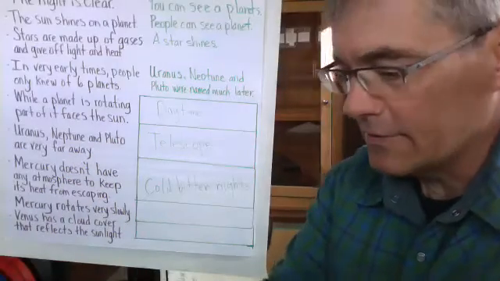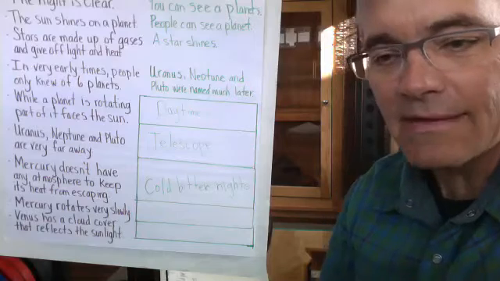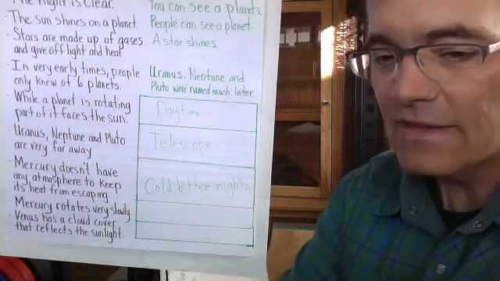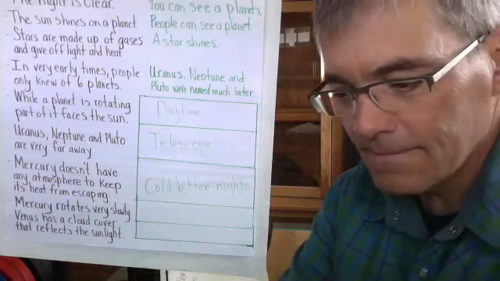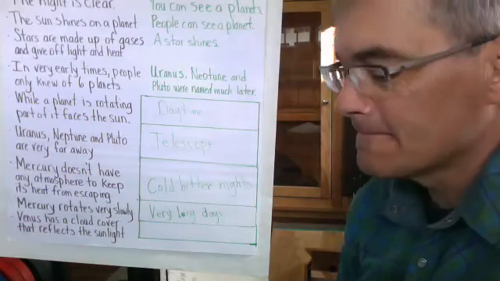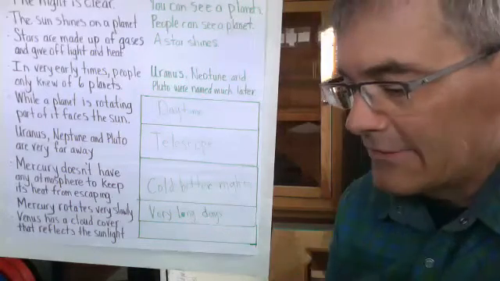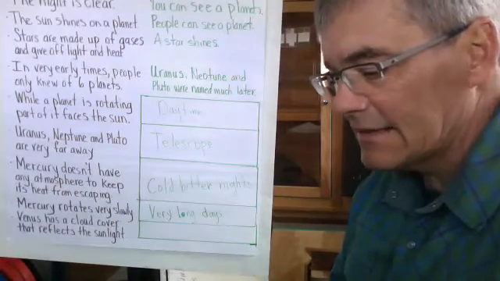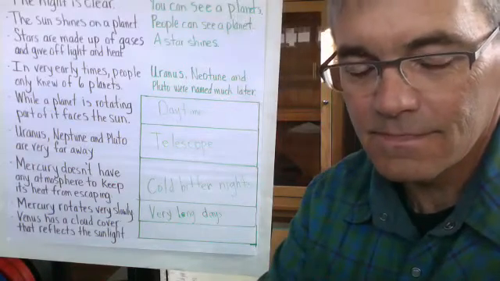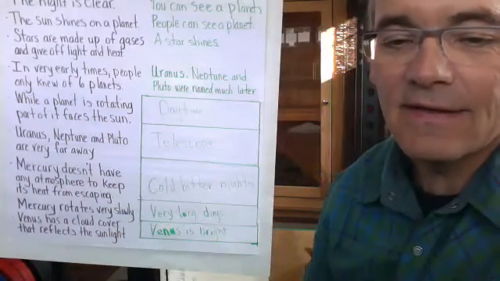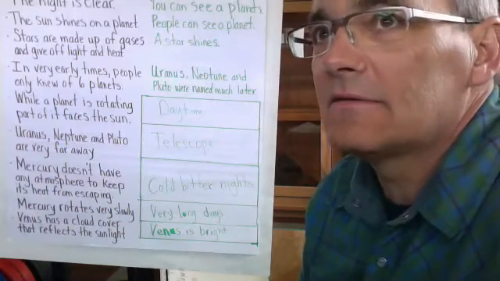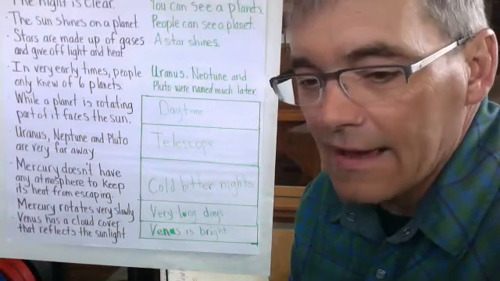Another cause is that Mercury rotates very slow. What do you think the effect of that is? And the effect is very long days. Our last example is Venus has a cloud cover that reflects the sunlight. And the effect is Venus is bright. It's one of the easiest planets to see out in the night sky.